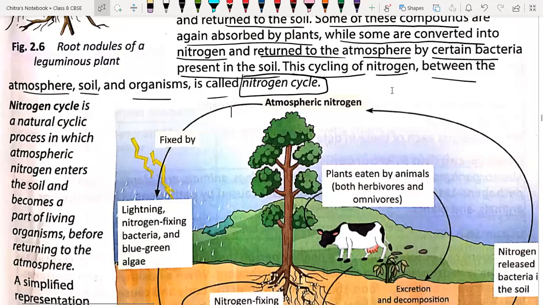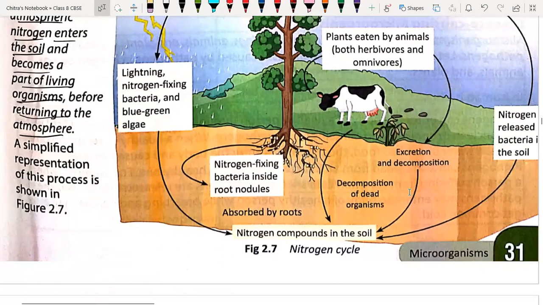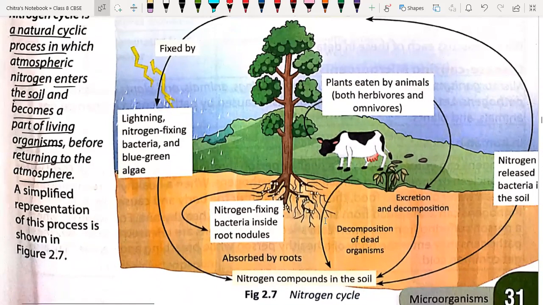So let's discuss here how it works basically. The nitrogen cycle is a natural cyclic process in which atmospheric nitrogen enters the soil with the help of rhizobium bacteria and becomes a part of living organisms, because the plant is going to absorb that nitrogen and transfer it to the animal, herbivorous and then carnivorous and so on, before returning to the atmosphere. A simplified representation of this process is shown over here. So this is the nitrogen cycle.